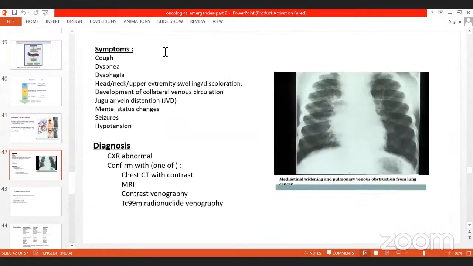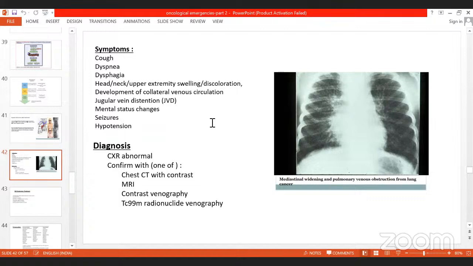So the most common symptoms which we see with superior vena cava syndrome are cough, dyspnea, dysphagia, head, neck, and upper extremity swelling or discoloration, development of collateral venous circulation, jugular venous distension, seizures and hypotension. So for the diagnosis, chest X-ray, if it's abnormal, then we need to confirm with CT chest.